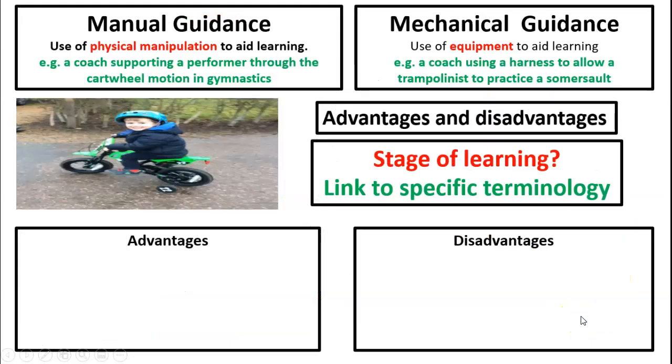If we go on to our last 2 types of guidance, now we know that manual is the use of physical manipulation. So, for example, a coach helping someone through a trampolining move or a cartwheel. Mechanical guidance is the use of equipment to aid the learning.